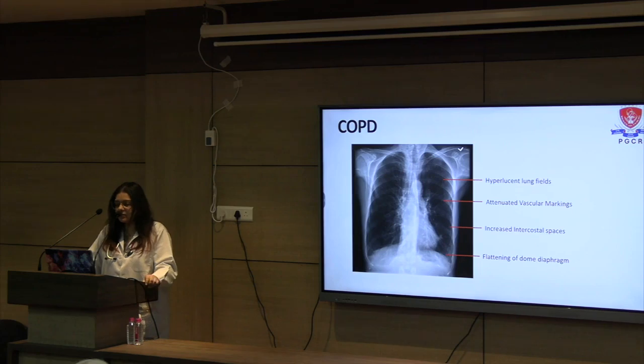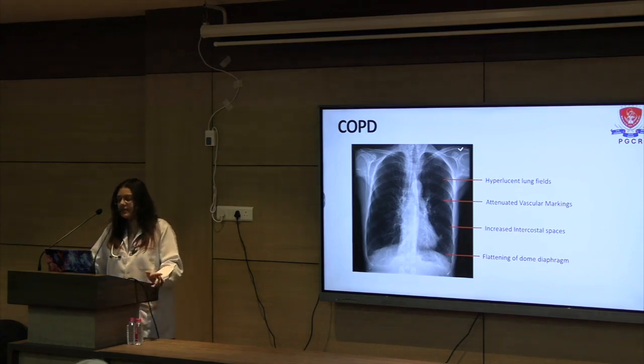The other presentations of COPD on chest radiograph may be an increased AP diameter seen on lateral chest X-ray, tubular heart, bullae formation, which if ruptures leads to pneumothorax.